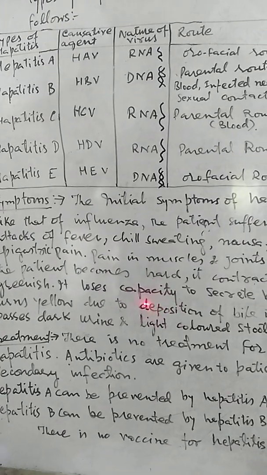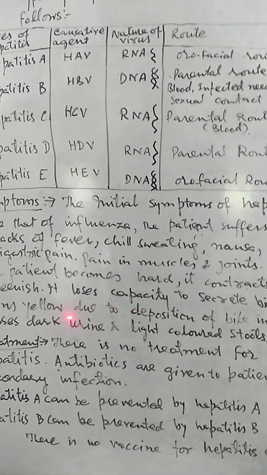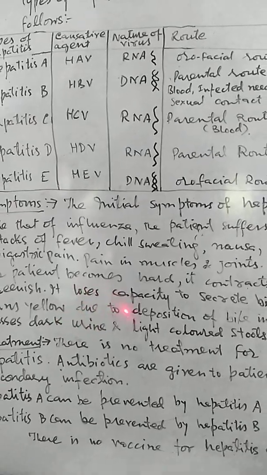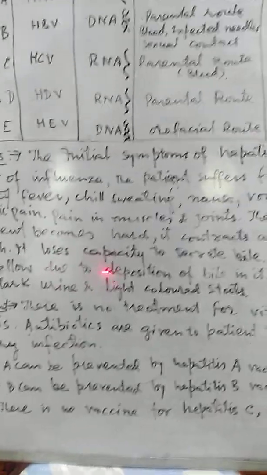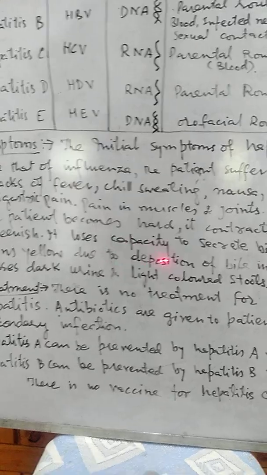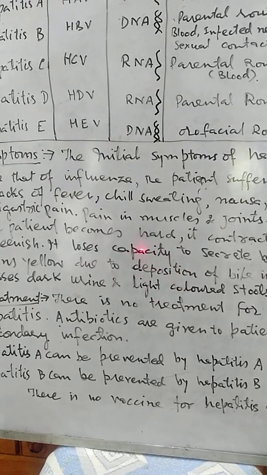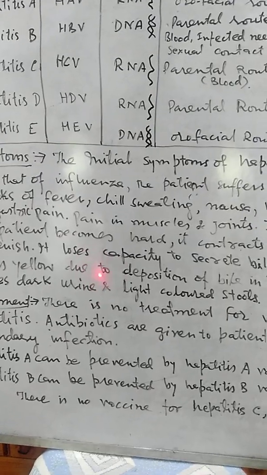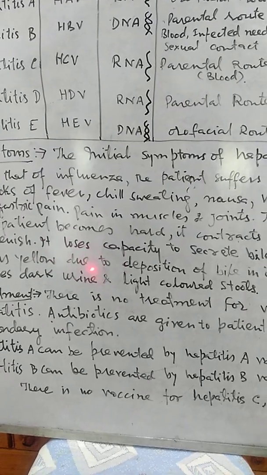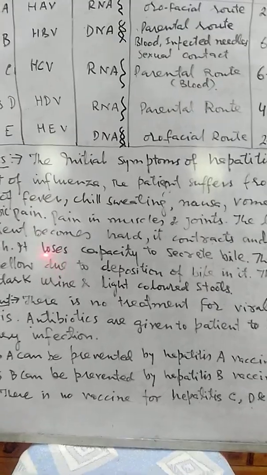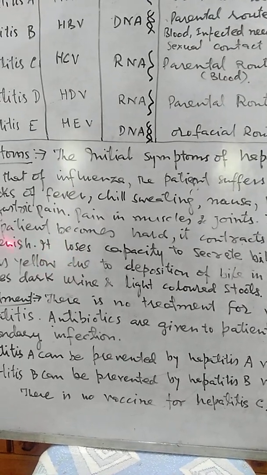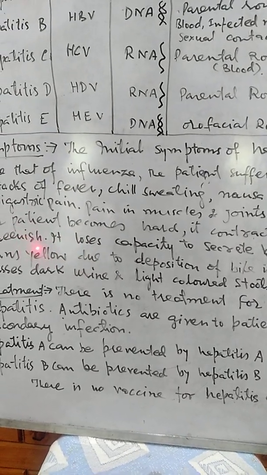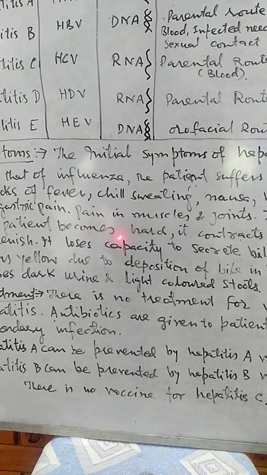Why does the urine become dark? Because of the bilirubin pigment that is secreted in the bile and stored in the gallbladder. Now the patient has yellow skin, yellowish eyes, and the liver becomes green. These are some of the symptoms of hepatitis.